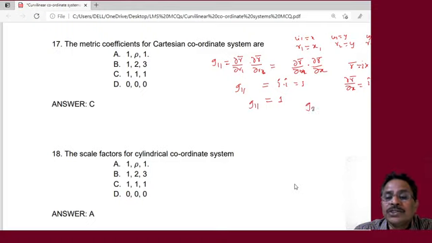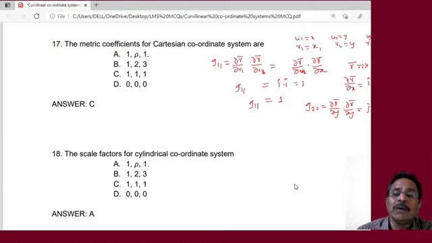Similarly, go for the calculation of G22, that will give you ∂r̄/∂y dot ∂r̄/∂y. This is also j cap dot j cap, that is 1. And similarly we can go for the third one, G33, that also will give you ∂r̄/∂z dot ∂r̄/∂z, that is simply equal to k cap dot k cap, that is equal to 1. And therefore option C, 1, 1, 1, is the correct answer for question number 17. The metric coefficients of the Cartesian coordinate system are simply 1, 1 and 1. So that can be obtained very easily.